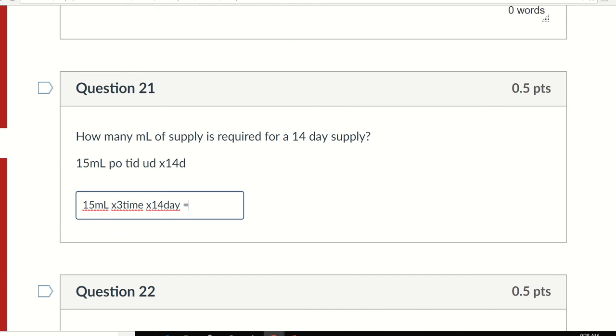630. Is that what you got? Everyone got 630? So just enter in 630. If you're in the pharmacy, you know you'll need to measure out that much mL of the drug for a 14-day supply. So it's going opposite of EDS.